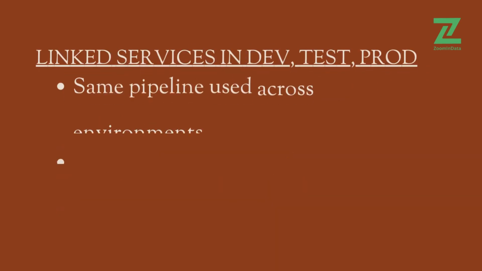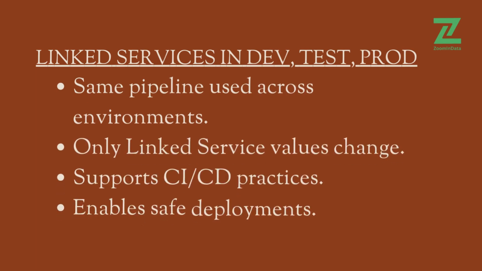In real projects, the same pipeline is used across development, test, and production environments. Only linked service values change between environments. This approach supports CI/CD practices and enables safe and controlled deployments.